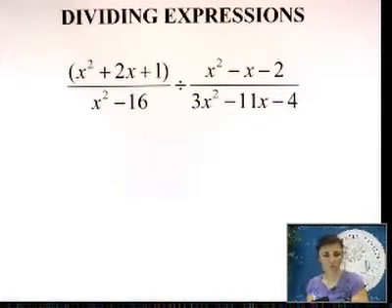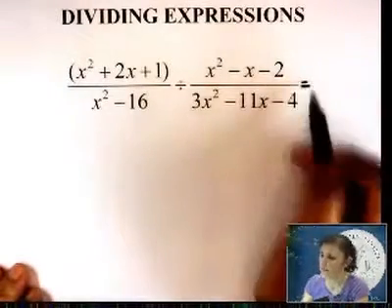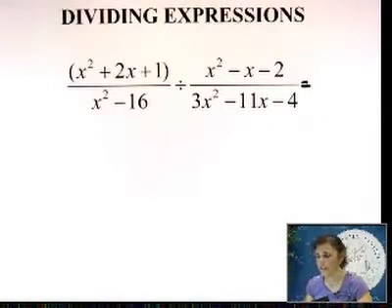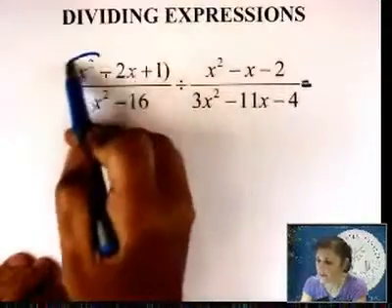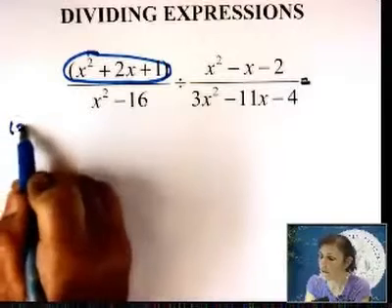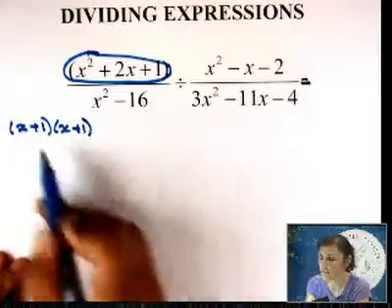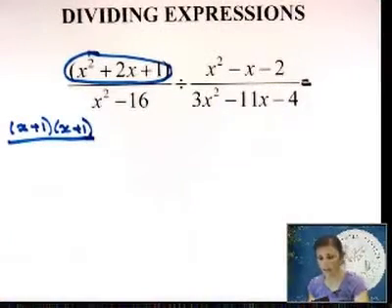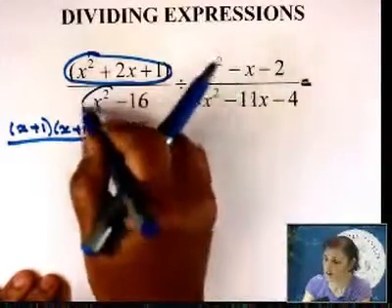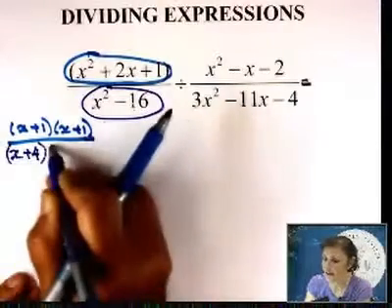Now the key is to start factoring everything out. So I'm going to write it in a factored form, and you have to really go over factoring before you do anything else. Now this term factors out as x plus 1, x plus 1. I'll write it not as a square thing so you can actually see it. That one is a perfect square. X squared minus 16 factors out x plus 4, x minus 4.